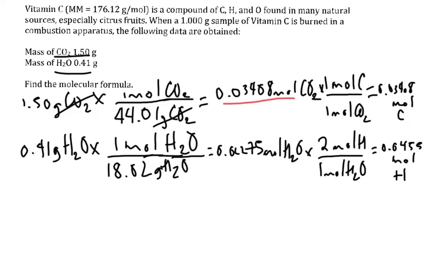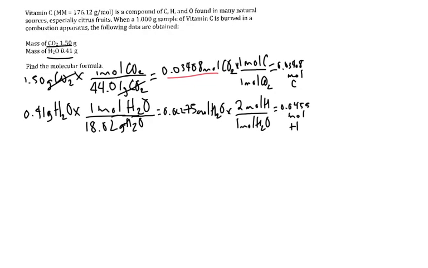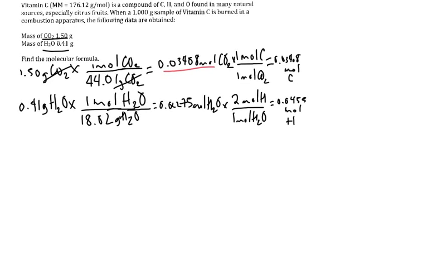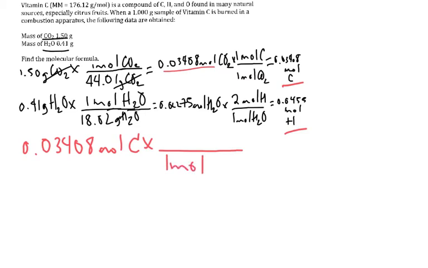Now we need to deal with oxygen. So if we know the moles of carbon and of hydrogen, we can find the mass of each as well. So let's find the mass of carbon and the mass of hydrogen. So if we have 0.03408 moles of carbon, to find the mass we need the molar mass of carbon, which is, for 1 mole of carbon, 12.01 grams of carbon. So you have 0.4093 grams of carbon.